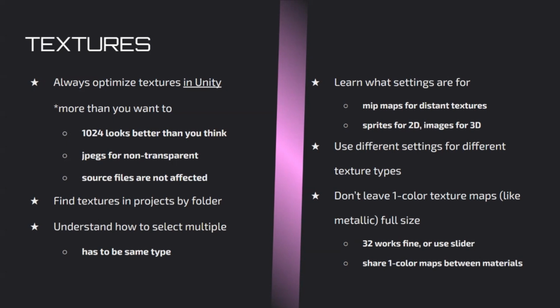This is to encourage you: your source files will not be affected just because they are crunched in Unity in the import settings. Your source files are fine. Find textures in projects by folder, and understand how to select multiple; they have to be of the same type.